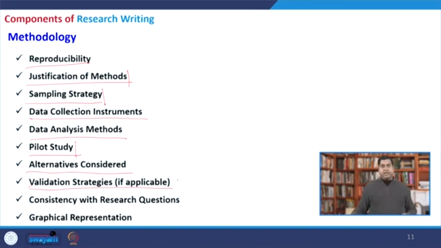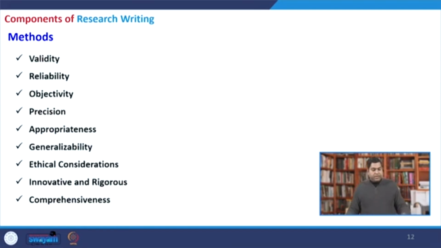Then the validation strategy, the data validation part, if it is applicable; it's not that for all cases you will have this. It should have consistency with the research question. So the research question, objective and methods should be in some kind of harmony, and there should be some linkages. Then graphical representation: many times it is good if you can use a flow chart to show the methodology. Coming to the method section, this is also important, and we have discussed research methodology versus method in our last discussion.